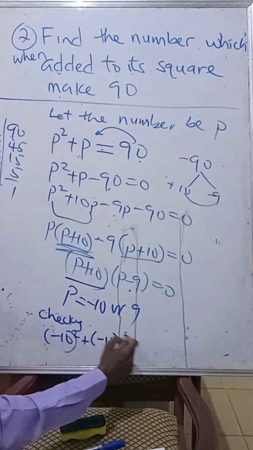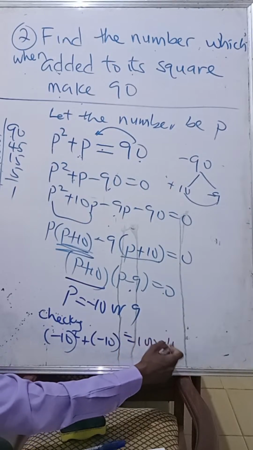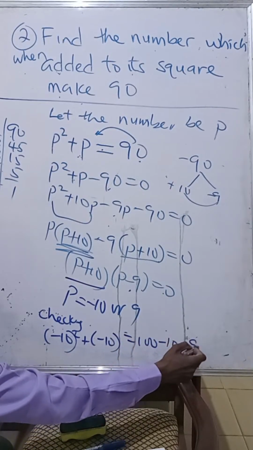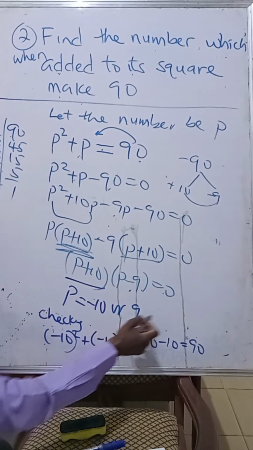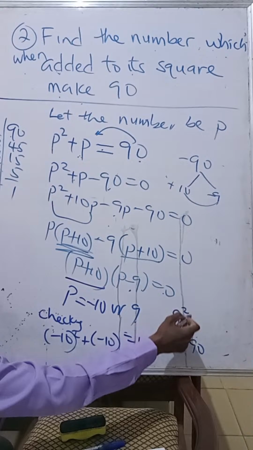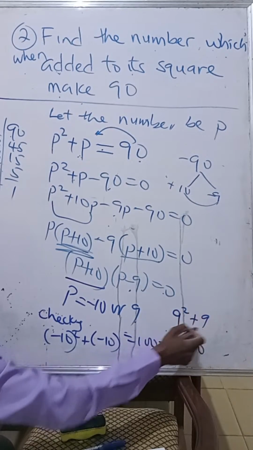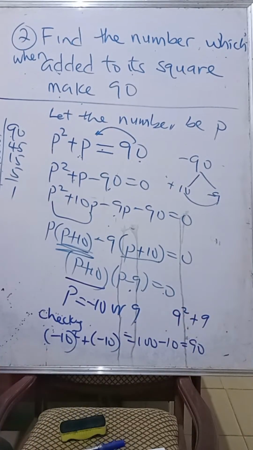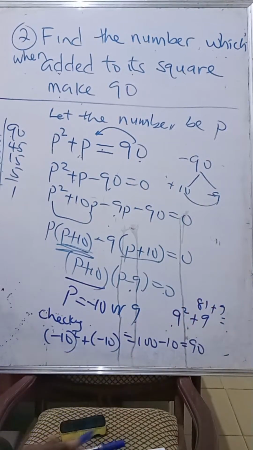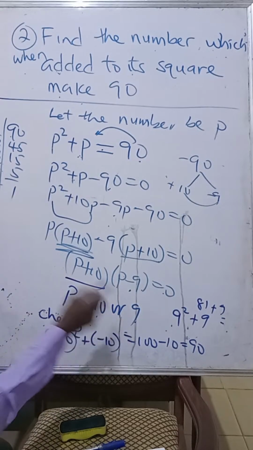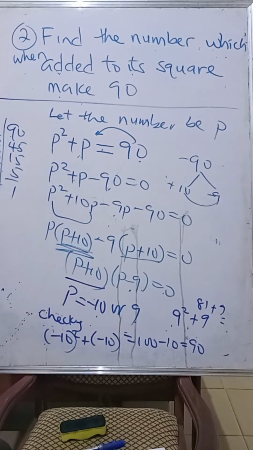Okay, this will give you 100 minus, so what? Minus 10, and that's what? 90. So if you try also for this one, that will be 9 squared plus what? Plus 9. 9 squared is 81 plus what? Plus 9, and that's what? 90. So the numbers are minus 10 or 9. So that's on these particular questions.